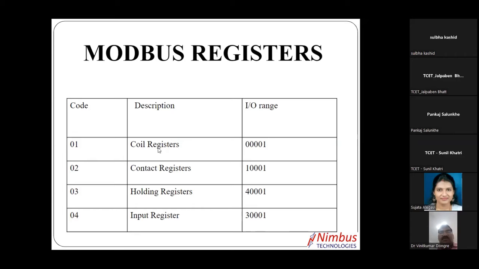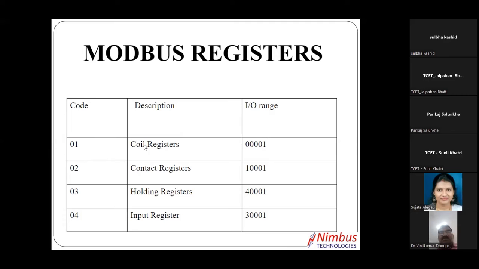For example, the coil register: the slave sends some 1 or 0 bits, the on or off status of that particular slave. That status is written in this register. The coil register can be written from the master, and you can also read it. For example, if I want to turn something on, I can write in that register.